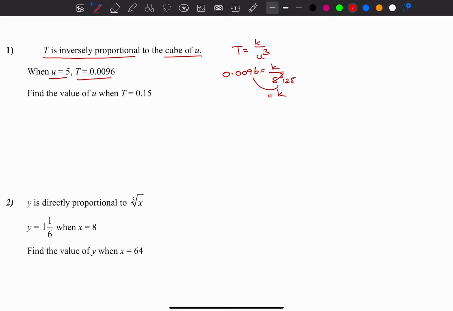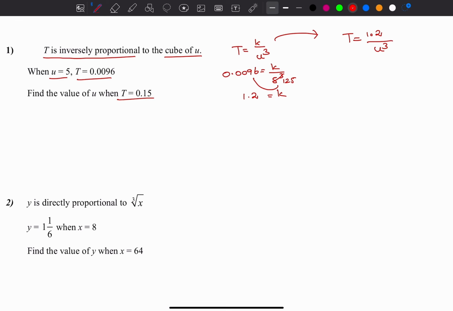That will give you k is 125 times 0.0096, which will give you 1.2. Then we can rewrite this equation. Don't worry about writing any numbers, just the k only. So t equals 1.2 over u cubed.